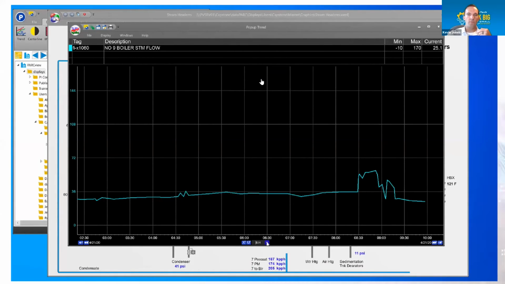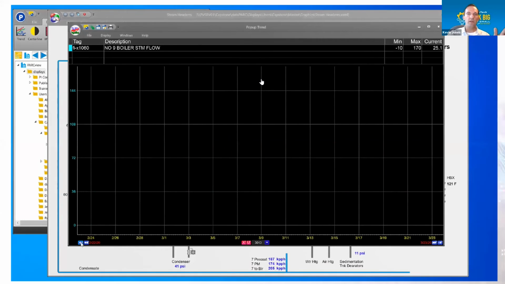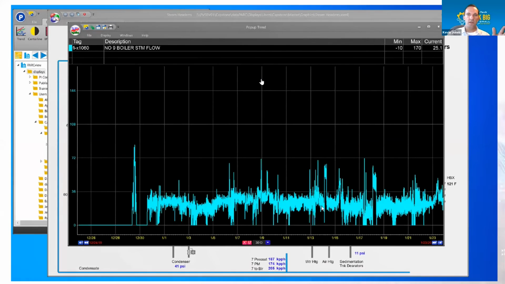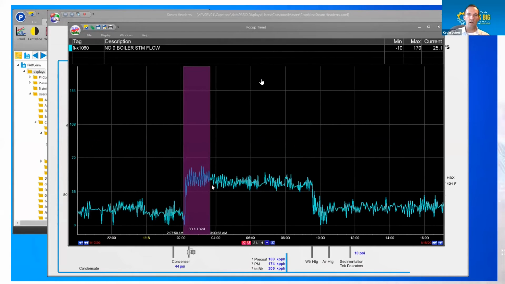We knew the problem occurred back in January. So we're going to go to a 30-day trend, and then we'll pan back a couple of 30-day periods. So we get to where the oscillation occurs, and he knew that it is right there around January 18th. So he's just going to highlight that period there and zoom in. Sure enough, we see the very periodic oscillation occurring there in our steam flow.